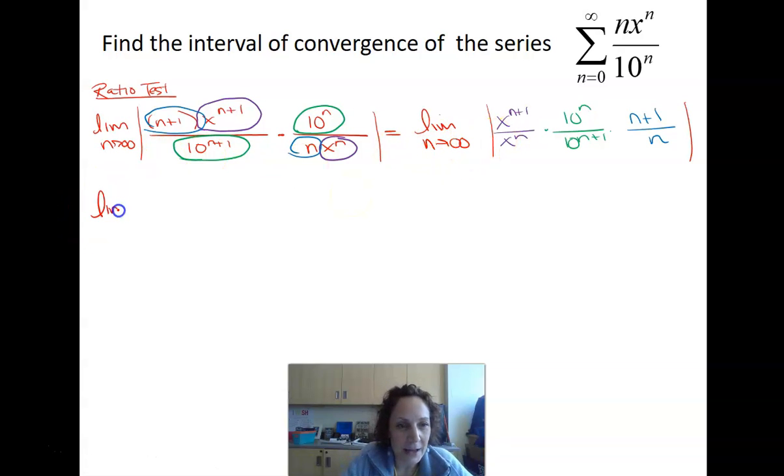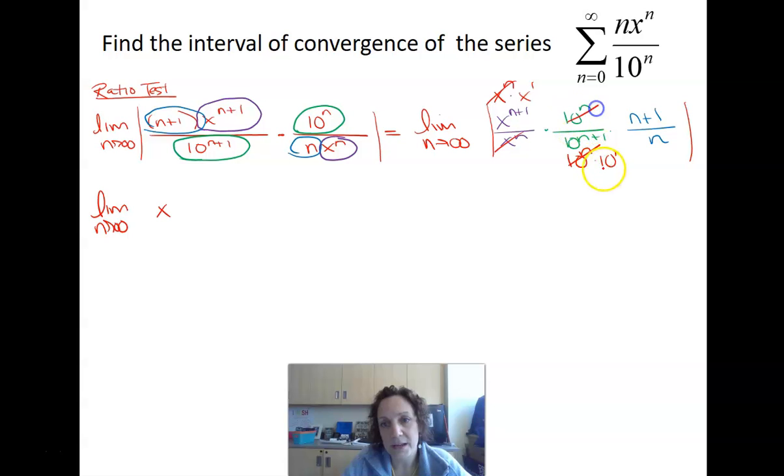All right, so I'm doing the limit as n approaches infinity, and I need to simplify these pieces one at a time. So look, I have x to the n plus 1 and x to the n. You can rewrite x to the n plus 1, if you are so inclined, as x to the n times x to the 1, in which case your x to the n's cancel. You're just left with an x. Same thing here with 10 to the n. I could rewrite 10 to the n plus 1 as 10 to the n times 10 to the 1. Those cancel. I'm left with a 10 in the denominator.